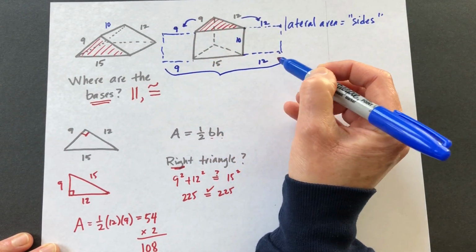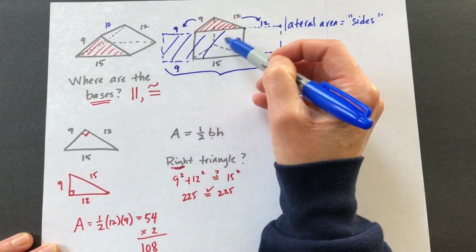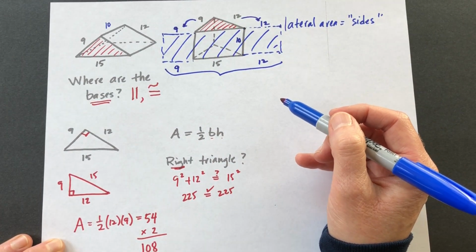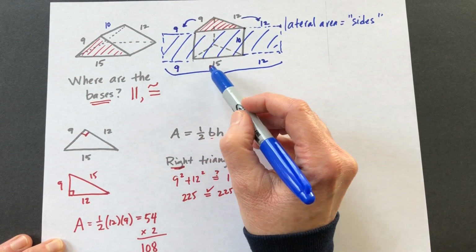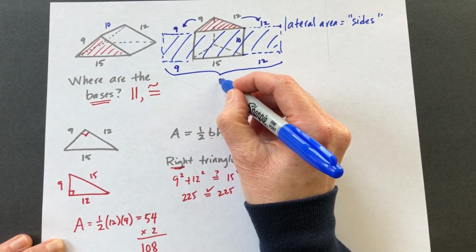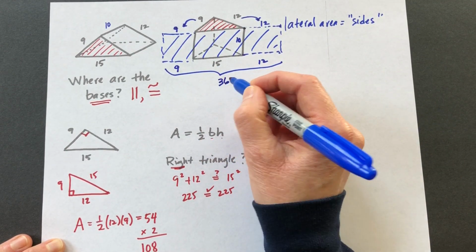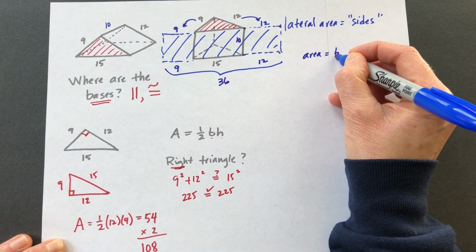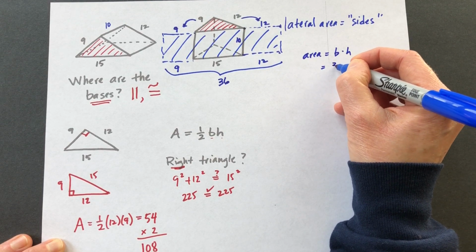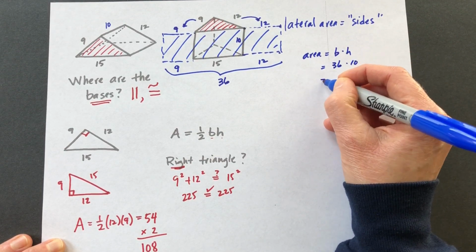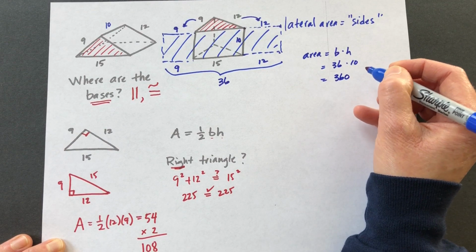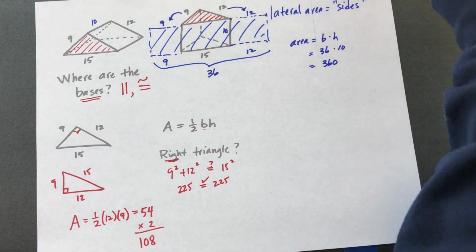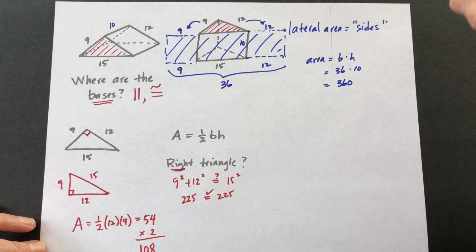So now we've got a large rectangle that represents that lateral surface area, and we've got 9 plus 15 plus 12, that would be 36. So the area of that rectangle is the base times the height, so that'd be 36 times 10, so 360. So we've got a lateral area of 360 square units, whatever that might be.